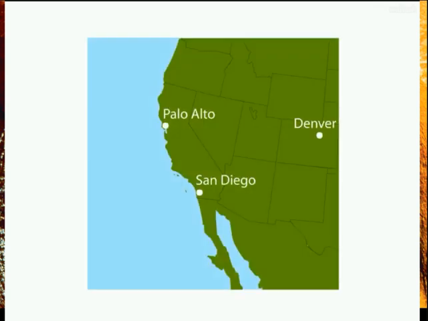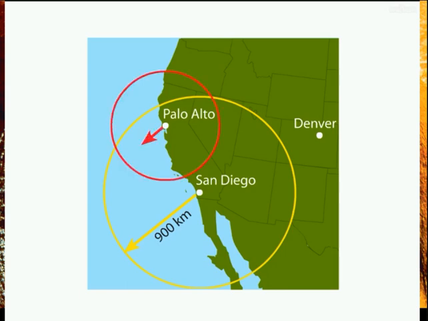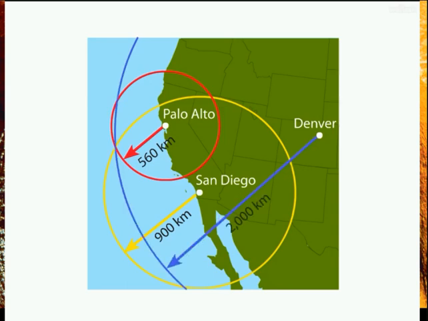Seismologists use distance information from a time-distance graph to plot an earthquake's epicenter. First, they draw a circle around a seismograph station using the distance from the graph as the radius of the circle. In this example, the distance from the seismograph in San Diego to a certain earthquake's epicenter is 900 kilometers. Next, seismologists draw a circle around a second seismograph station, in this case located in Palo Alto. Finally, they draw a circle around a third seismograph station located in Denver. All three circles intersect in only one spot. This spot is the location of the earthquake's epicenter, as determined by the SP time method.